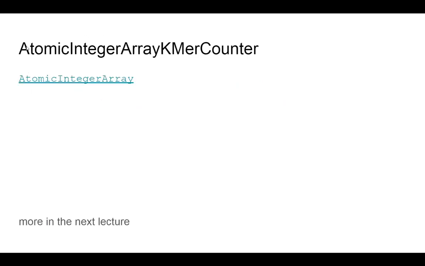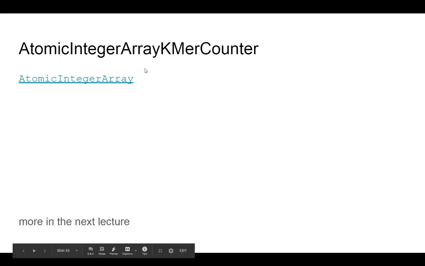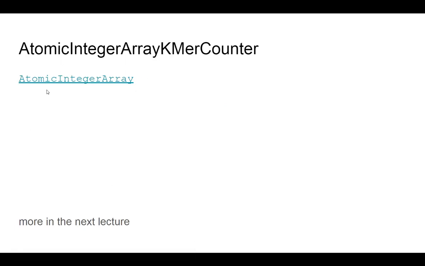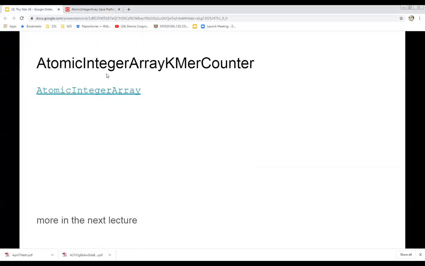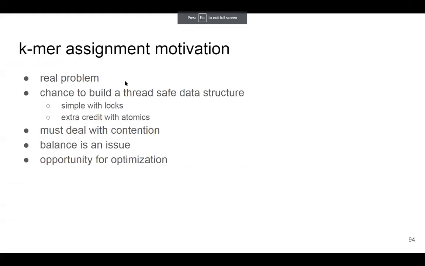The next one you're going to build is an atomic integer array k-mer counter. We're going to talk about atomics in the next lecture. So if we get to this point, you may want to wait until then or dig into atomic integer array. It's a Java concurrent, standard feature. You can look up all you want about it. You don't have to wait for me, and just press on.